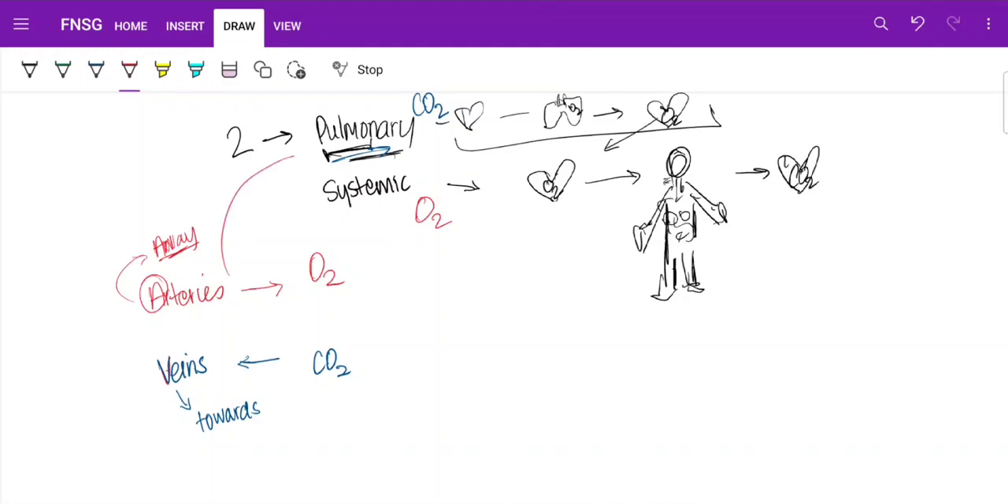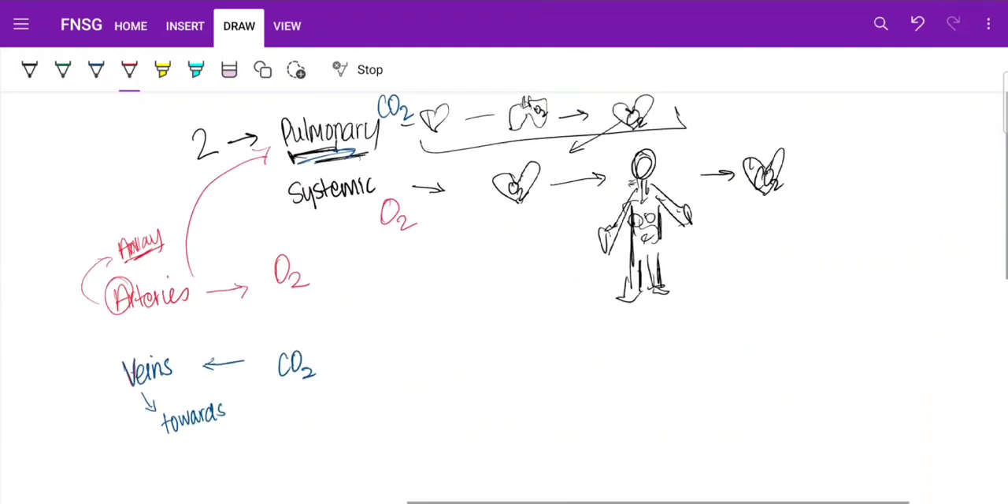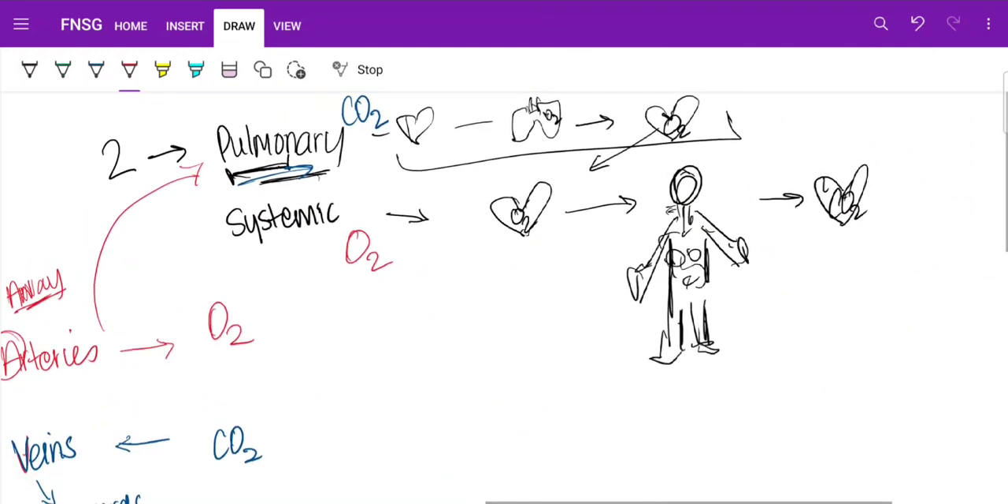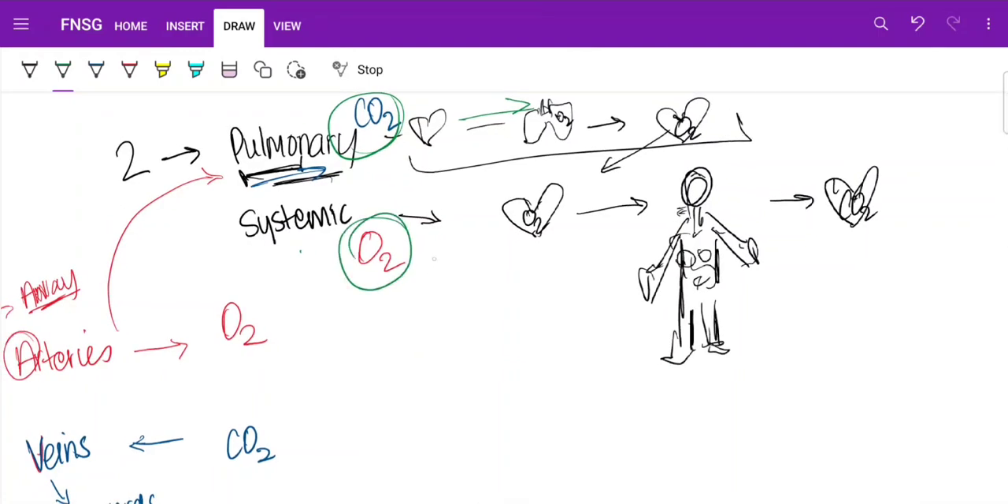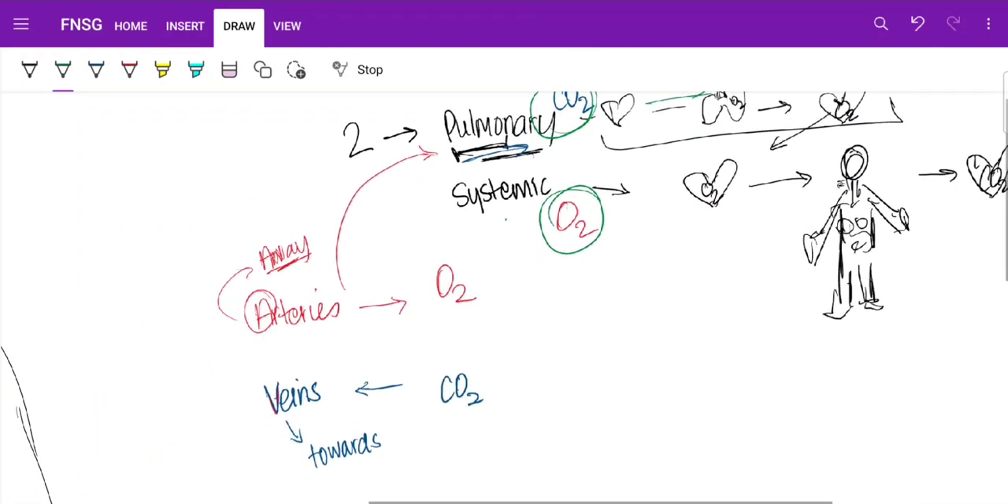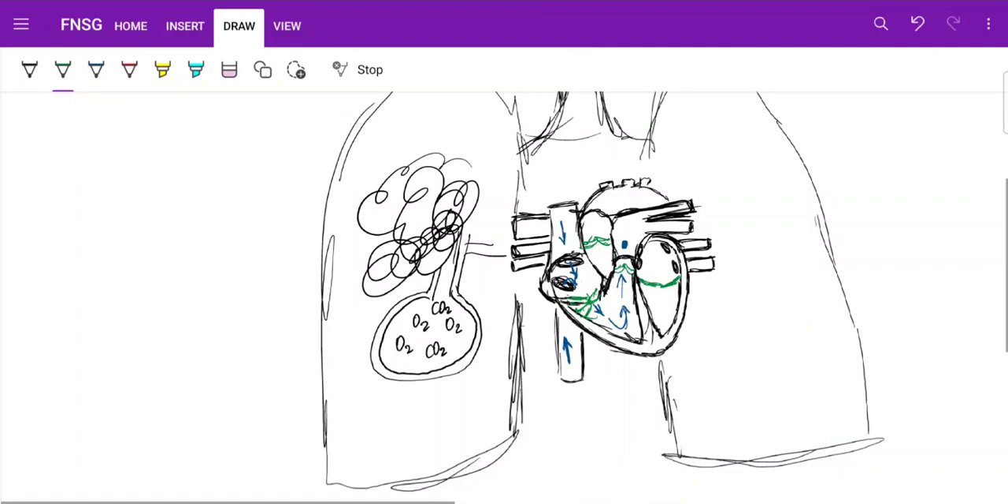When it's going into the pulmonary circulatory system, it is going to be carrying carbon dioxide rich blood because it needs to be refilled. After it's been refilled in the systemic system, it's going to have oxygen rich blood because it's already been filled. All right.